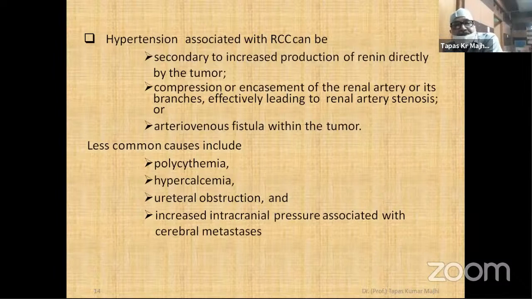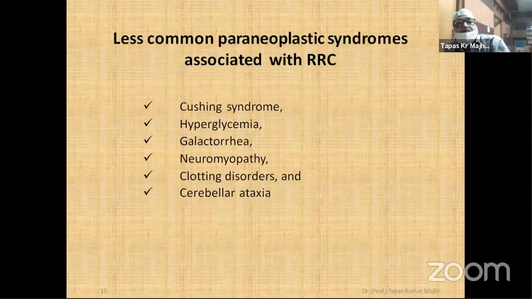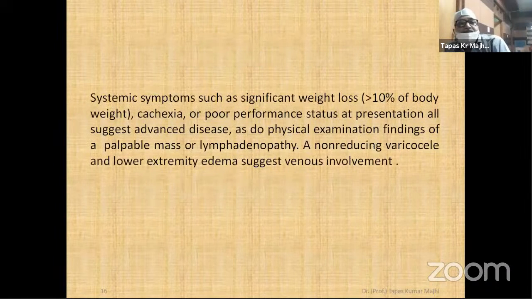Less common causes include polycythemia, hypercalcemia, ureteral obstruction, and increased intracranial pressure associated with cerebral metastasis. Less common paraneoplastic syndromes associated with RCC: Cushing syndrome, hyperglycemia, galactorrhea, neuropathy, neuromyopathy, clotting disorder, and cerebellar ataxia.